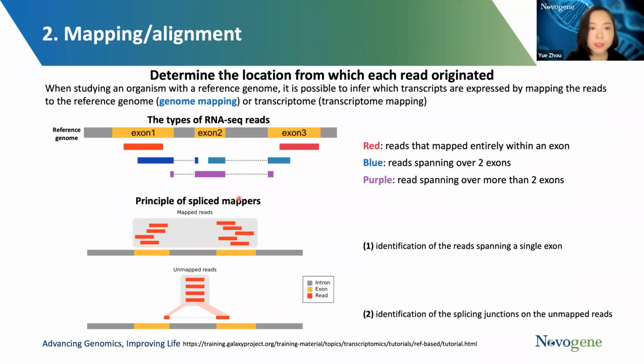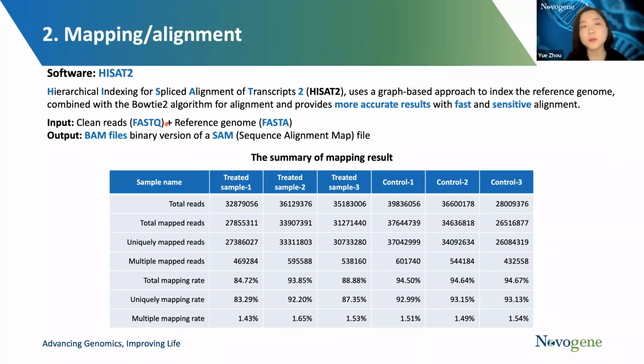The principle of the spliced mappers is first to identify the reads spanning a single exon, and then to identify the splicing junctions on the unmapped reads. The software we use for the mapping step is called HISAT2, which uses a graph-based approach to index the reference genome and combines it with the Bowtie algorithm for alignment, and provides alignments known for their accuracy, speed and sensitivity.